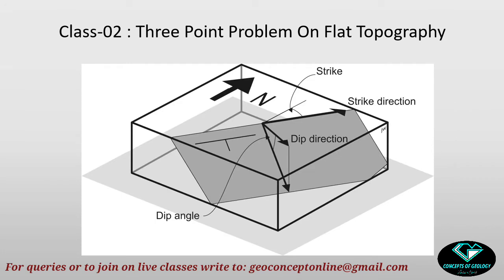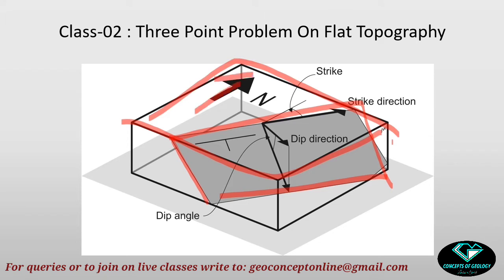Now this is again one illustration. Suppose here this is my inclined plane, okay, and the horizontal plane is this one. The north arrow is marked here. Where is the north arrow marked? On the horizontal plane always.